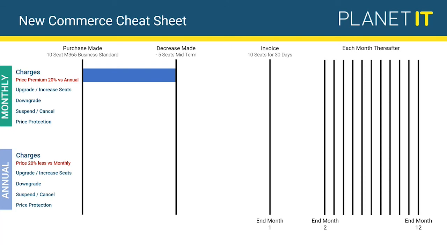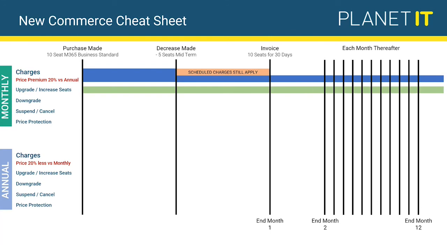Now, if I decide to decrease those seats midway through the term, I will still be charged for those 10 seats until the end of the month. So at the end of the 30 days, I will be invoiced for 10 seats, because although I've decreased them, I still have to pay for those 30 days' worth of licenses. After that invoice date, the new 5 seats will continue on thereafter, which is that continuation line.